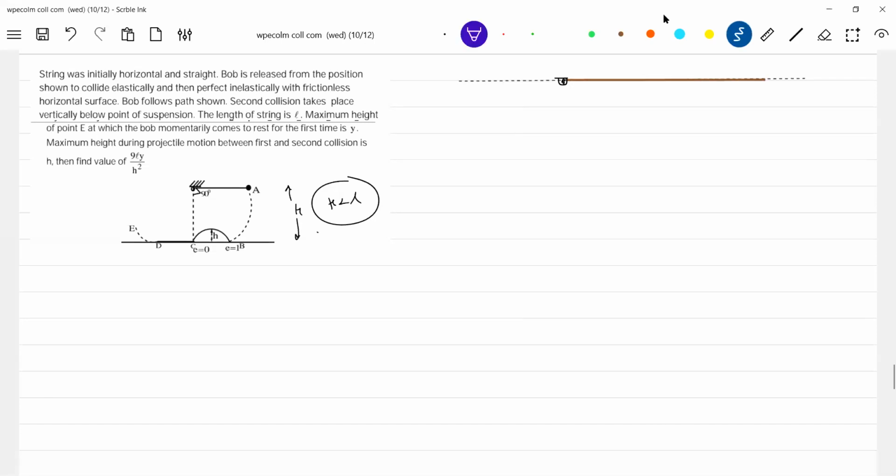This is a bob. This is a string. Initially it will be released from this horizontal position. Okay, if you look at this, it will come and strike the ground here. After striking the ground, it will go like this. Then it will swing and lose contact.